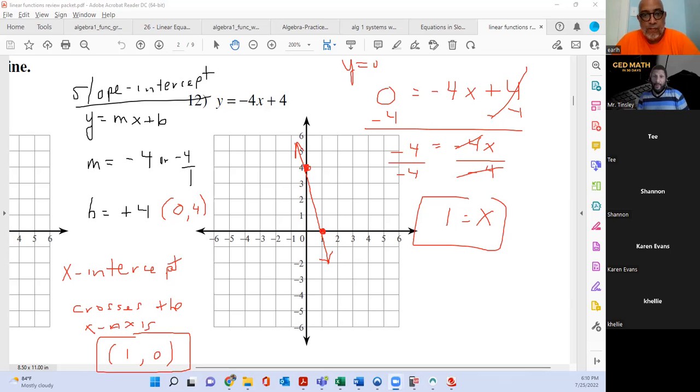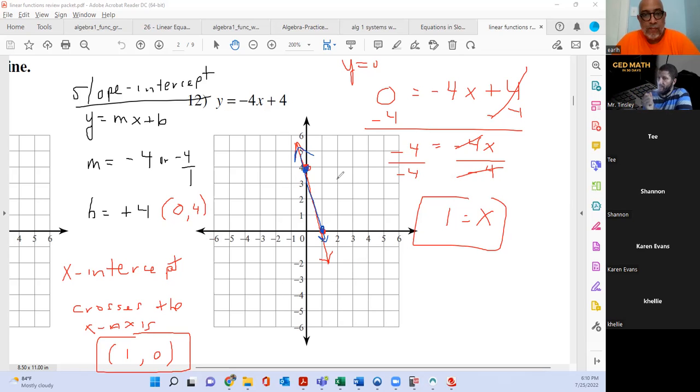But watch this. I'm going to change my color to blue. My y-intercept is 4. My slope is -4/1. So 1, 2, 3, 4: down 4 over 1. Am I at the same exact point? Still, it's the same line.